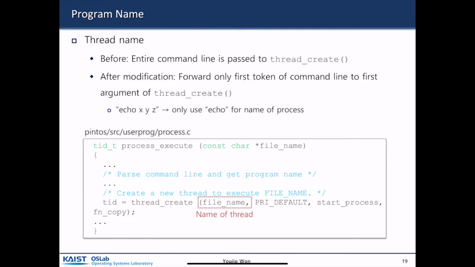Process execute calls thread create. It consists of 2 important parts. First, it passes the name of the file it wants to execute as the name of the thread, and then it creates a thread with the executing function of start process. I'm going to explain the details of the 2.